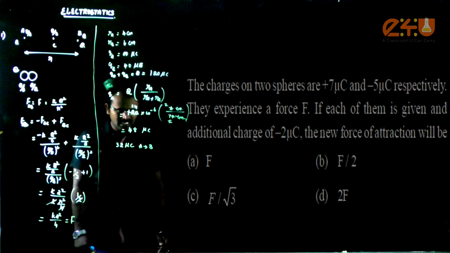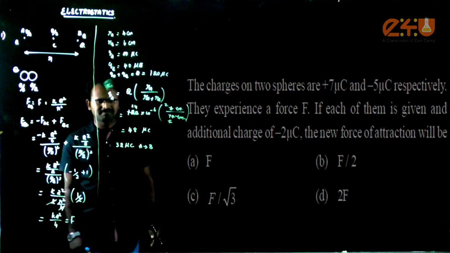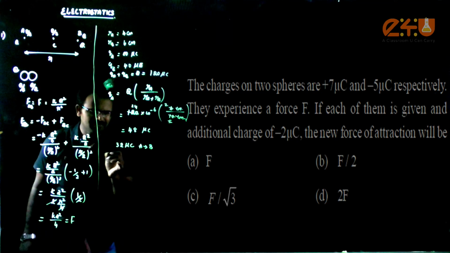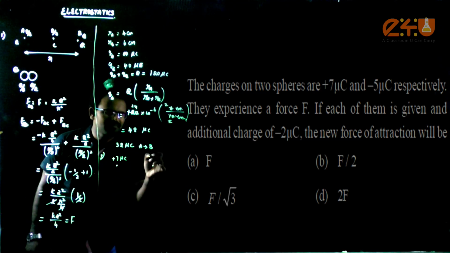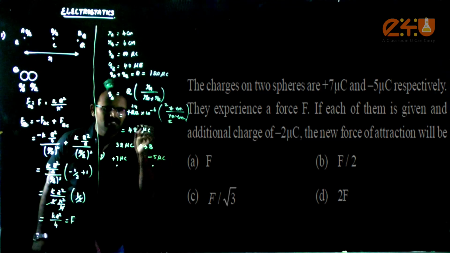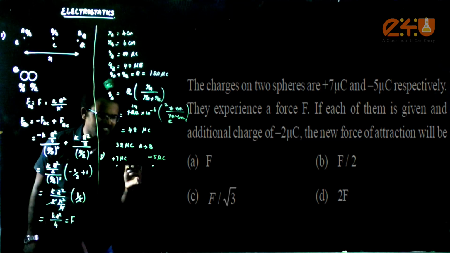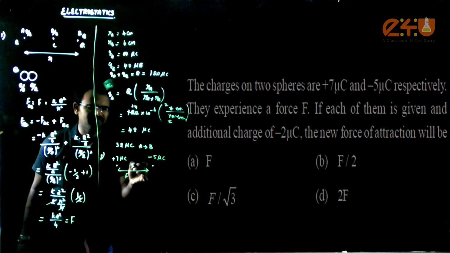The charges on two spheres are plus 7 microcoulomb and minus 5 microcoulomb respectively, and they experience a force of F. Okay, so we take two charges. It's the third question. Plus 7 microcoulomb, and minus 5 microcoulomb, separated by a distance, you can take it as R. At that time the force is F.